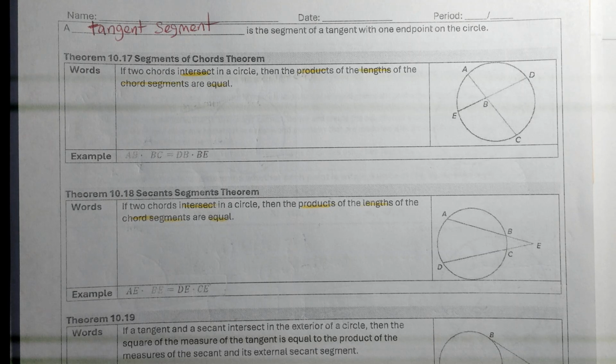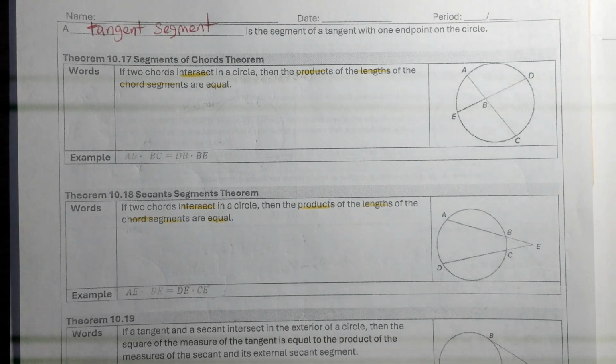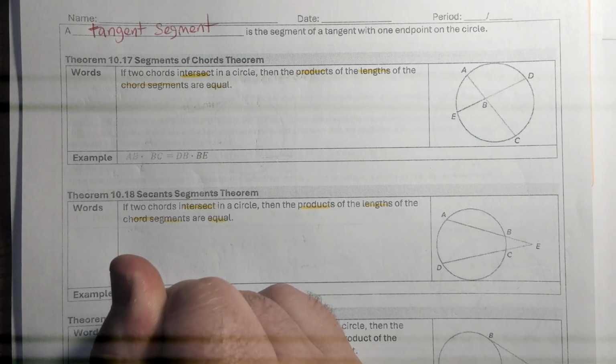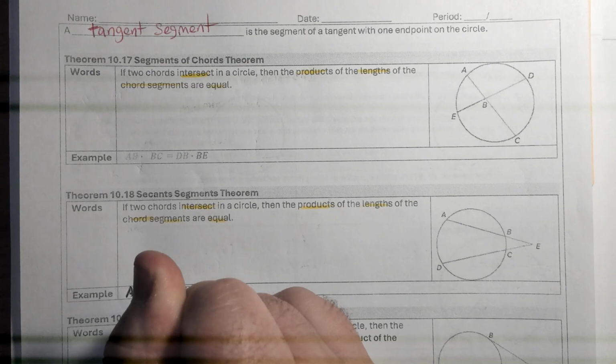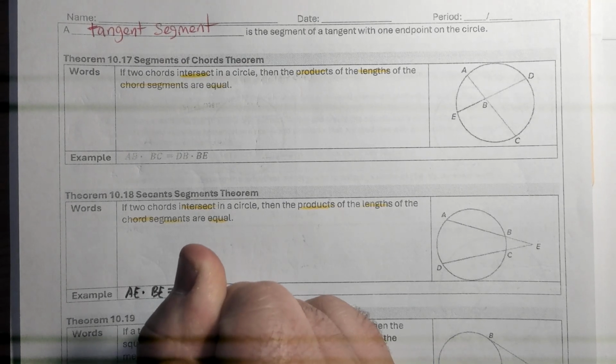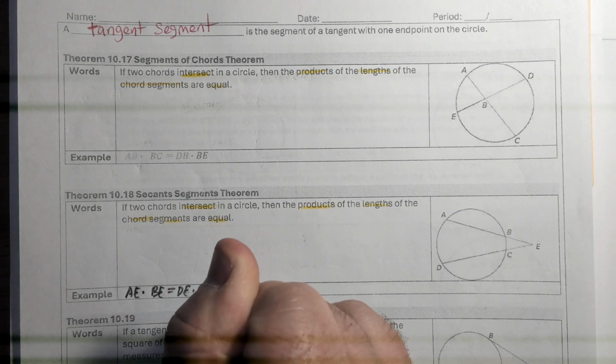Theorem 10.17, segments of chords theorem. If two chords intersect in a circle, then the products of the lengths of the chord segments are equal. Let me find my pencil. So what that's saying is AE times BE is equal to DE times CE.